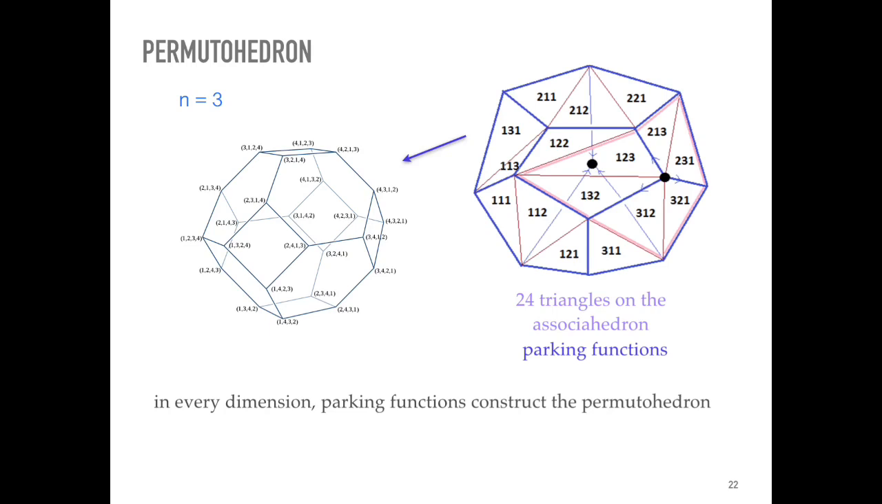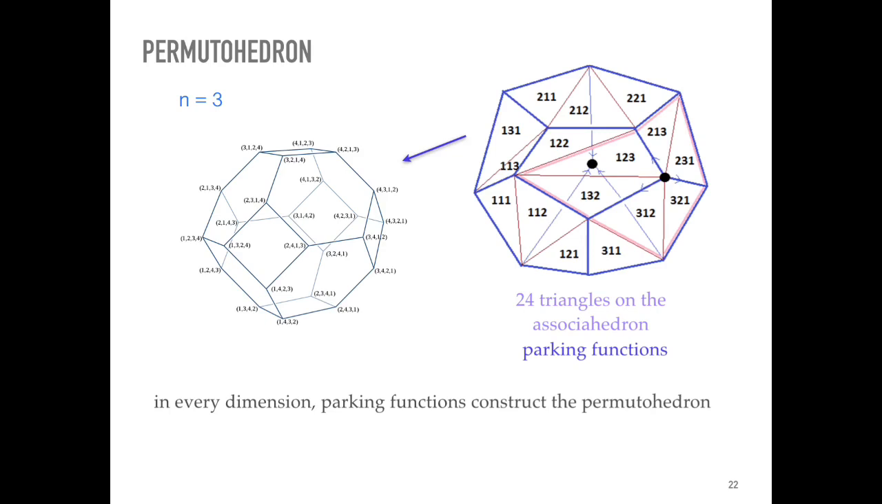Here I have the associahedron on the right, and if I chop up all the faces into triangles and number them using a simple combinatorial rule called parking function, then those 24 little triangles can be dualized to become the 24 points of the permutahedron.